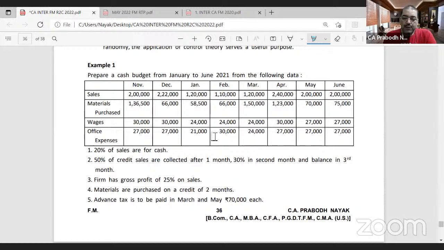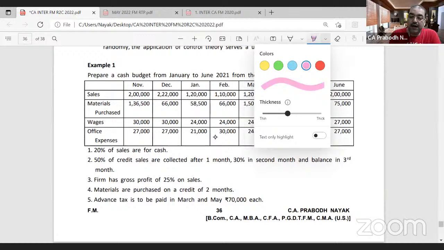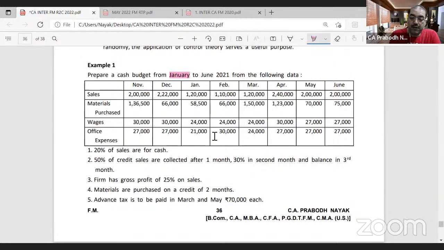You are given a cash budget from Jan to June 2020. But details are given from November to June. You are supposed to prepare a cash budget from Jan to June. The first thing that you have to keep in mind is to understand the period for which the budget is to be prepared. It is to be prepared for 6 months, starting from Jan up to June. So why have they given November and December figures? Because sometimes that is going to affect my Jan figures.